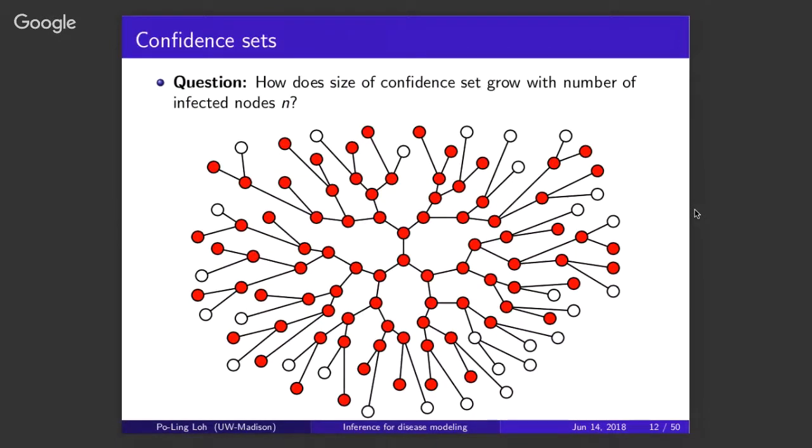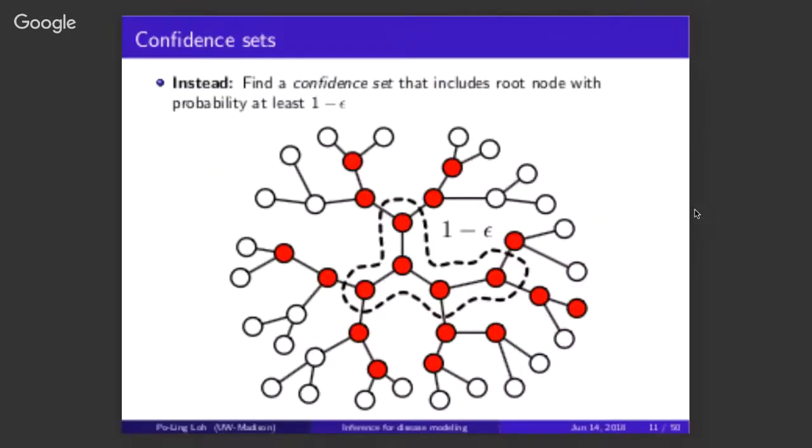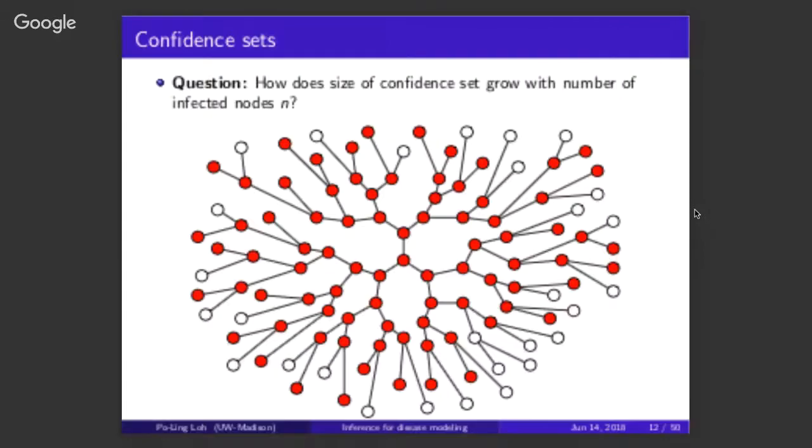So of course, a very silly estimator would be one that just selects all of the red nodes, right? Because if we want to say that with high probability our estimator is correct, then we could just pick out all the nodes. But that's not too exciting because we want to use a minimal set in some sense. So we also want to know, for whatever estimator we might describe, how does the size of this confidence set have to grow as the number of nodes increases?